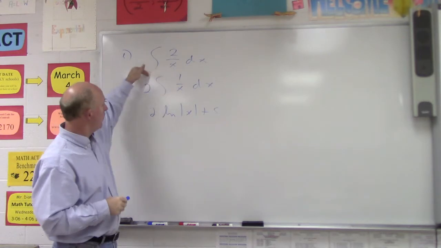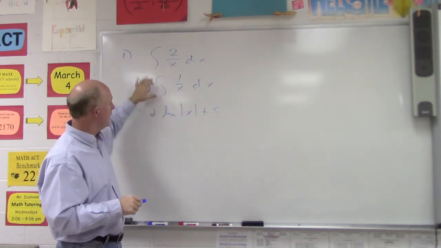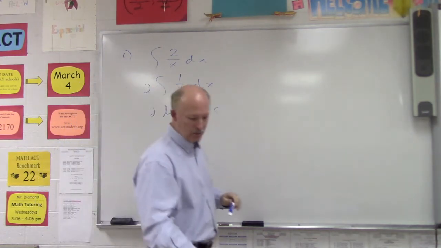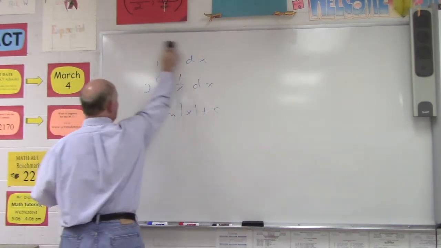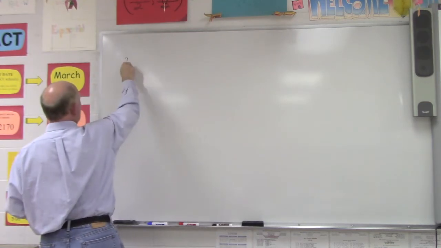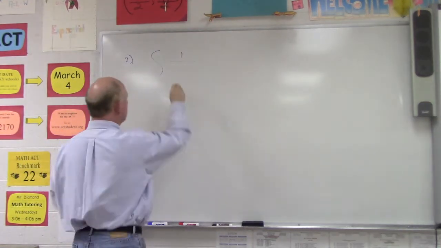So you can pull this 2 off, this is 1 over x, and your answer here will be 2 times the natural log absolute value of x. Okay, let's look at another one. Number 2, what if we have the integral of 1 over 4x minus 1, dx.